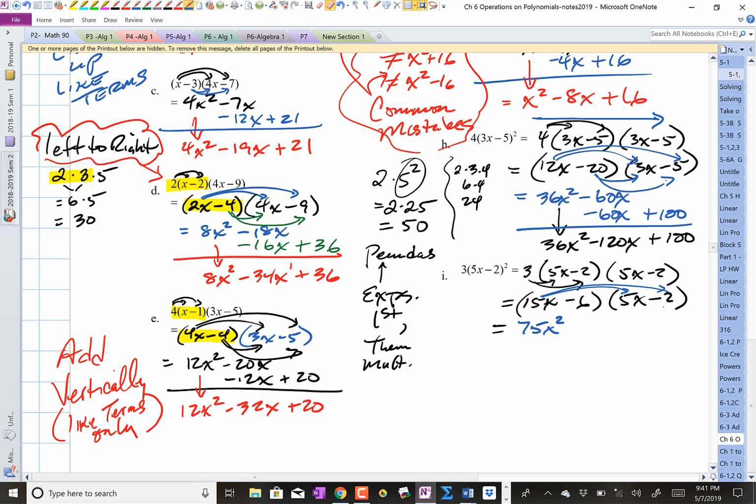15x times negative 2. And by the way, you can get your calculators out here. If you want to use a TI-84, grab one. If you can't keep up with arithmetic in your head, don't worry about it. Use your calculator. 15 times 5 is 75. You can check it. 15 times negative 2 is negative 30. Distributing on the inside, negative 6 times 5x is negative 30x. Then negative 6 times the negative 2 is positive 12. And then when you add, you get 75x squared. Negative 30 and negative 30 is negative 60x, and then you get plus 12. That is how you do it.